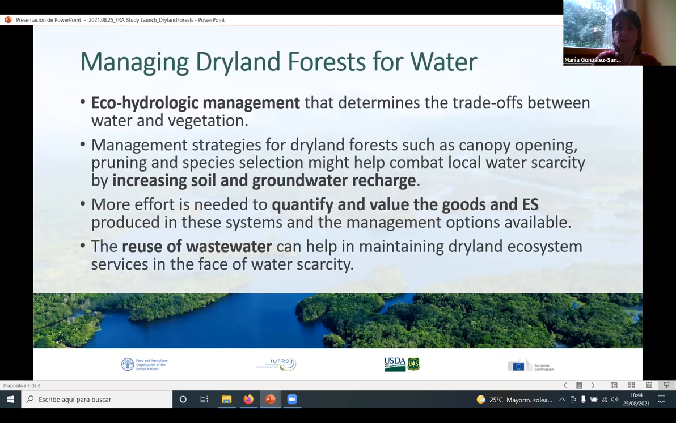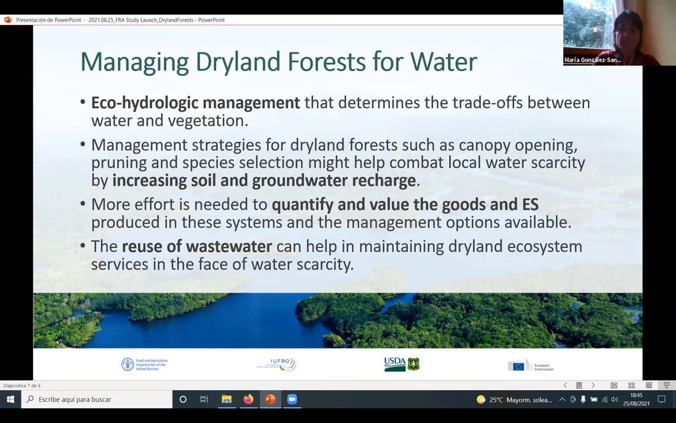So how can we manage this forest and how can we manage for water? As Steve has pointed out, we have to focus on water also when we are doing forest management. In this case, it is quite easy because when you manage dryland forest, you have to put the water at the core of the forest management because of this limiting factor. So you have to carry out an eco-hydrological management that will determine the trade-offs between water and vegetation because of this fragile equilibrium. So management strategies for dryland forests like canopy opening, pruning, or species selection might help to combat local water scarcity because it will increase soil and groundwater recharge.